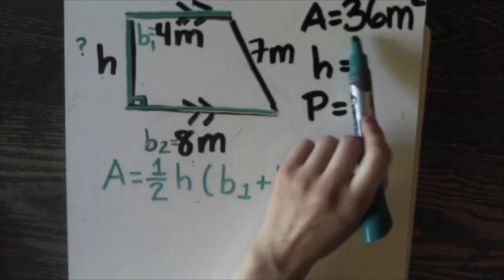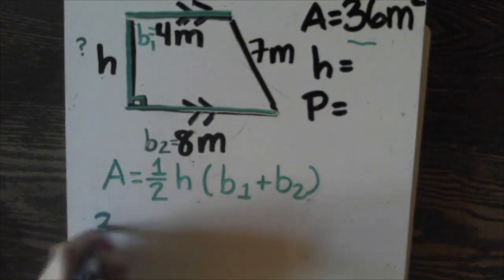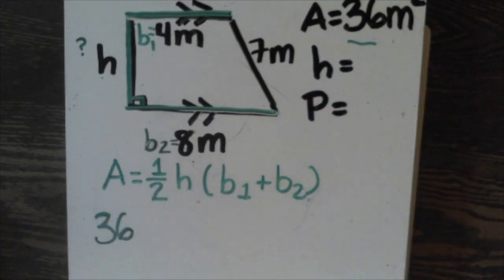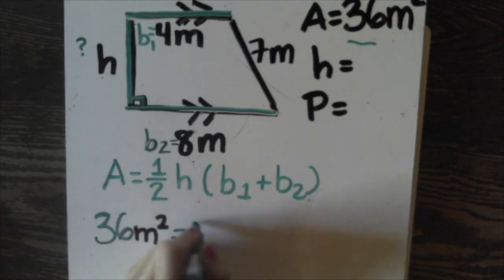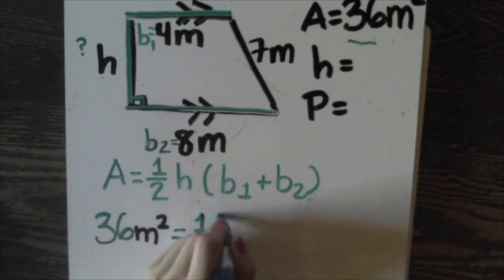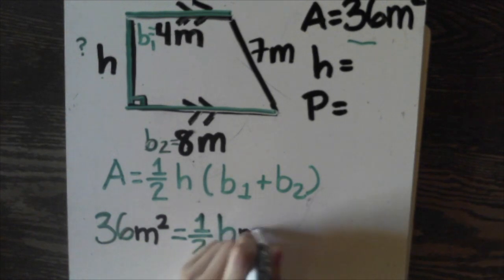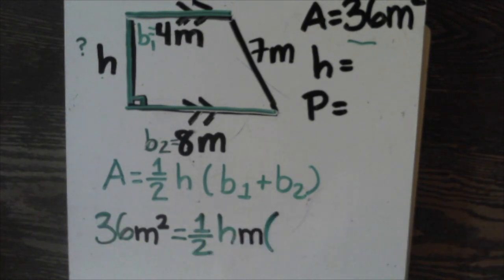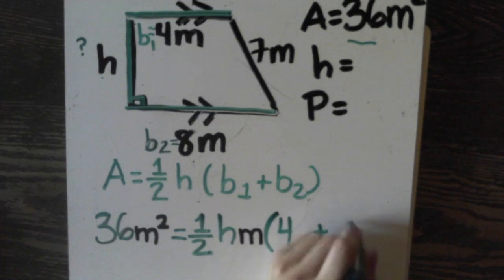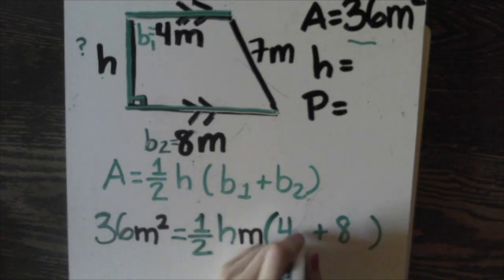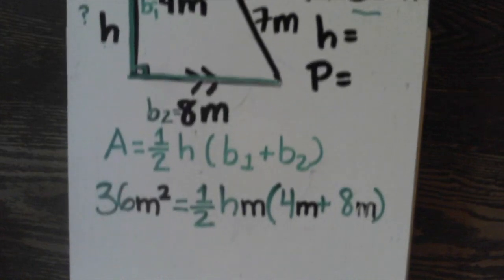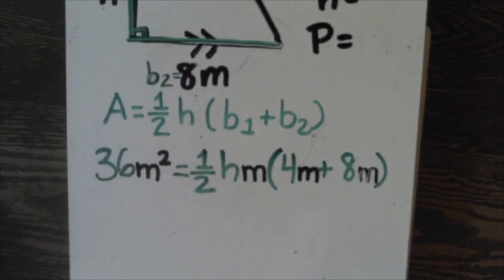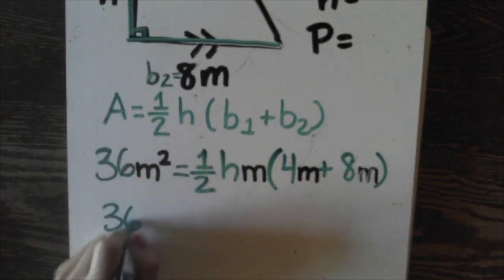Now I can plug in my values. My area is 36, and I am going to include my units here. 1/2 does not change because it is part of the formula, and the height, we don't know the value, but we do know that it is meters. We also know that one base is 4 meters and another one is 8 meters. You do not have to write the units when you solve, but I want to write them just to show you what happens when we do.